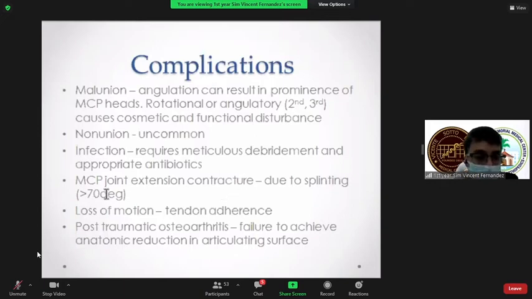That's why it is important to properly position the protective splint, in intrinsic plus. The loss of motion is usually due to tendon interference. Post-traumatic osteoarthritis is due to failure to achieve anatomic reduction of the articulating surfaces.